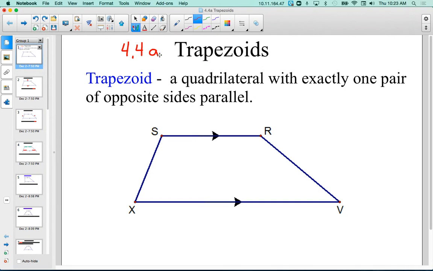Start off with the definition. A trapezoid is a quadrilateral with exactly one pair of opposite sides parallel. If we were to have two pairs of opposite sides parallel, we'd have a parallelogram. So this is just the one where we have one. So in this case, we have side SR is parallel to side XV.